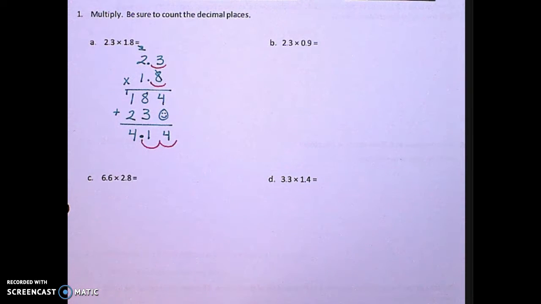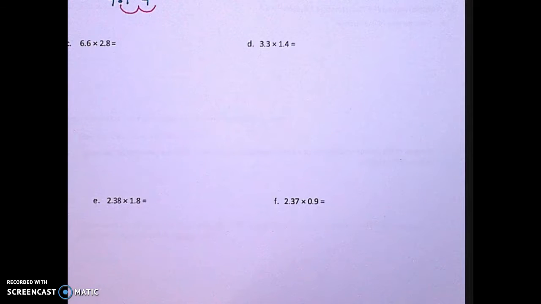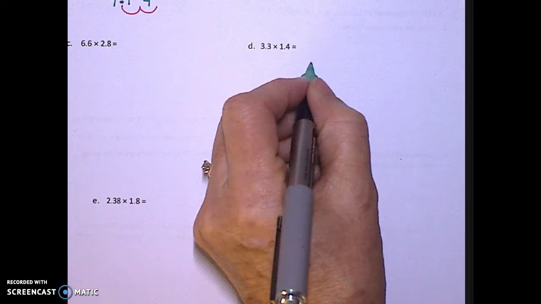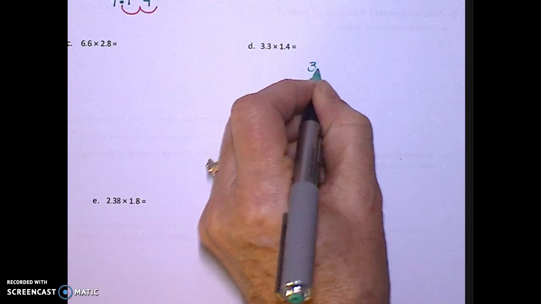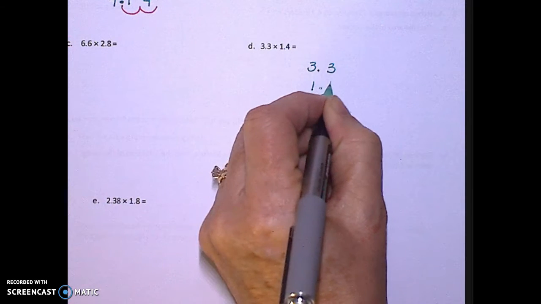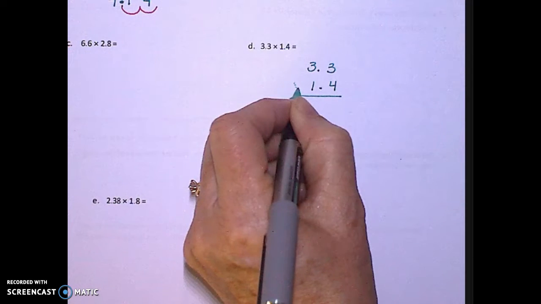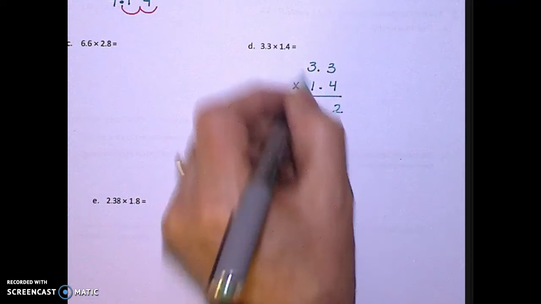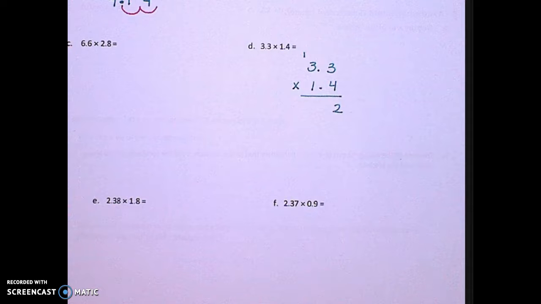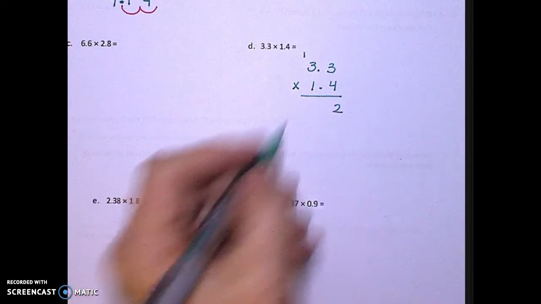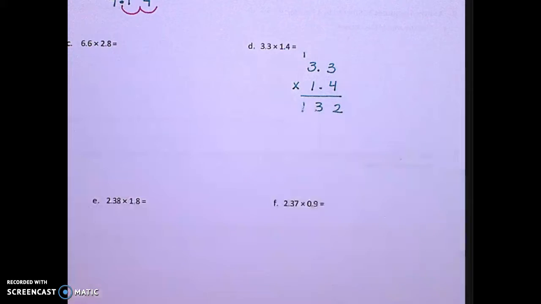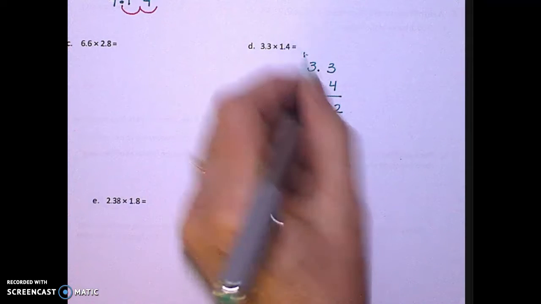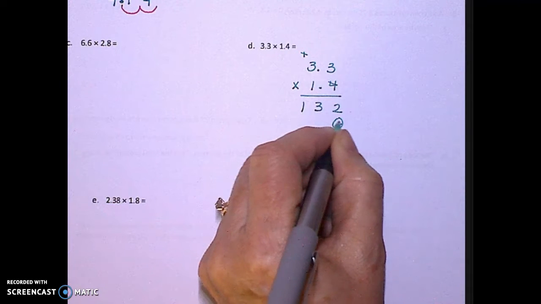Okay, let's skip down and do question D. I'm going to scoot it up a little bit. I'll put it in the middle. Well, anyway, there it is. Okay, so we will take 3 3/10 times 1 4/10. 3 times 4 is 12. Carry my 1. 3 times 4 is 12 again, plus 1, 13. Cross out my carry, cross out my 4, placeholder 0.